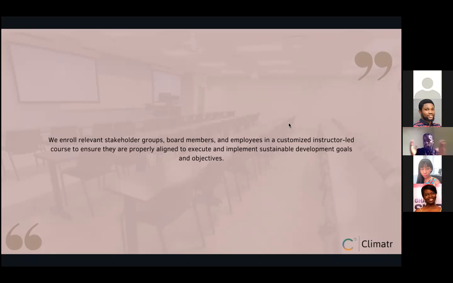So the goal is for everyone to see, hey, this is what I need to do relative to my work or function in this organization to ensure that we meet our goals as an ESG compliant company, essentially. So we educate the board members, we educate the suppliers, we educate everyone across the value chain, we educate even down to the employees.